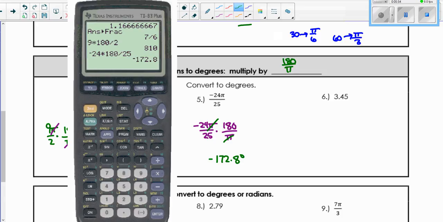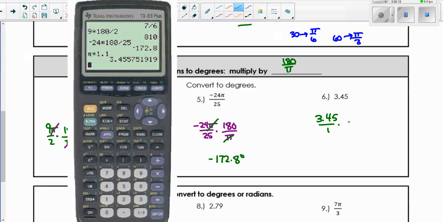It's not very often that radians doesn't have a pi in the answer, but sometimes, if we did like just pi and we want to multiply pi by like 1.1 or something strange like that, you can see pretty close to that number, and then it can just be rounded. So it's still radians because it doesn't have a degree symbol. So we treat it the same way. We take 3.45 over 1 times 180 over pi.